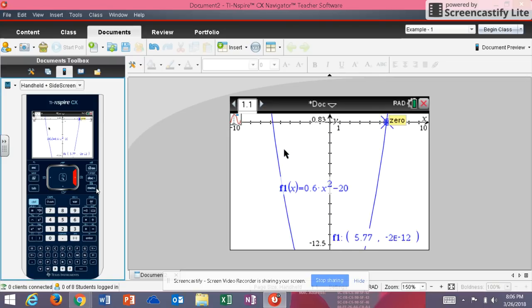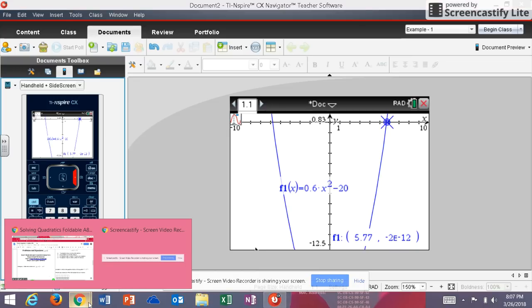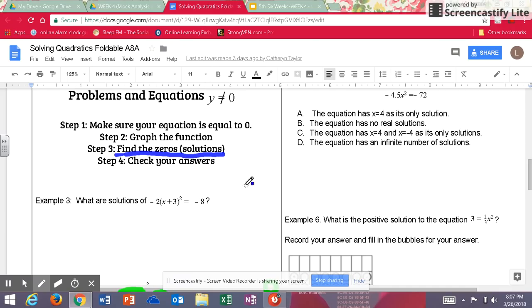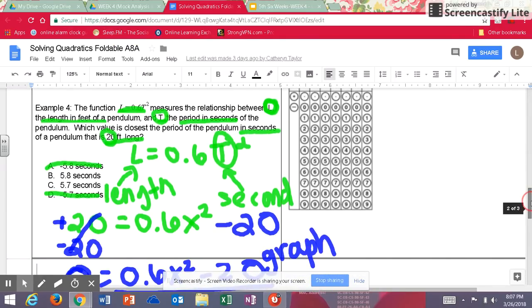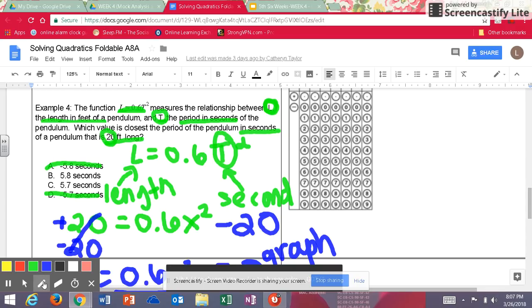Okay, and I'm going to see that I have a 0 at 5.77. And guys, remember, there's no reason to really check the other 0 because that's negative, and we've already discussed that there's no such thing as negative time. So I'm only concerned with the positive answer, which is 5.77. All right, so I've got that my solution is 5.77.